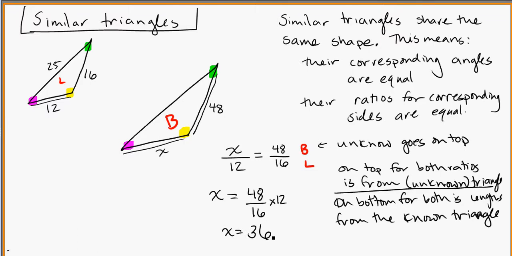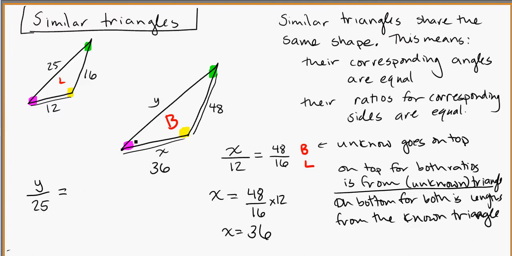So what we can see, if you pay attention, is how do I get between 12 and 36? I go times 3. And how would I get between 16 and 48? If I go 16 times 3, I also get 48. So this bigger triangle is actually 3 times bigger, so all of its lengths should be 3 times bigger. So if we wanted to look for another one, in this case y, is similar to which side on the little triangle? It's similar to 25.